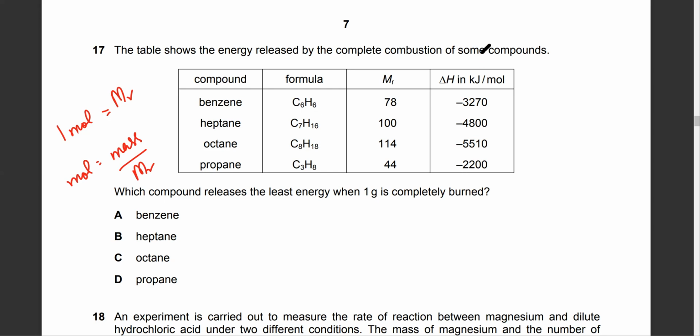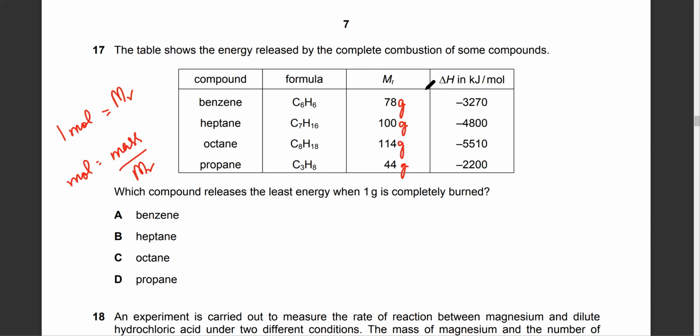So the first one is enthalpy change per mole. That's the enthalpy change for 78 grams, that is, the mass would be equal to the MR. So the enthalpy change is given per mole, which means the mass of fuel being burned is 78 grams. In the second one, heptane, the energy change is also per mole. So the MR is 100, so you're burning 100 grams of the fuel and you're getting this much energy. And so on for 114 grams and 44 grams of the other fuels. So which one produces the least energy per gram? This is the energy produced by 78 grams, so divide these values by 78 and you'll find the energy per gram. So what's 3270 divided by 78?